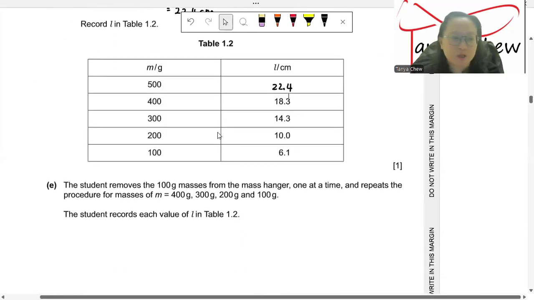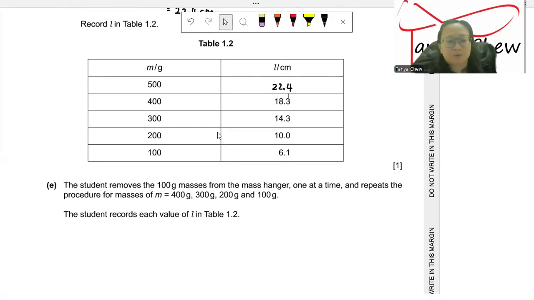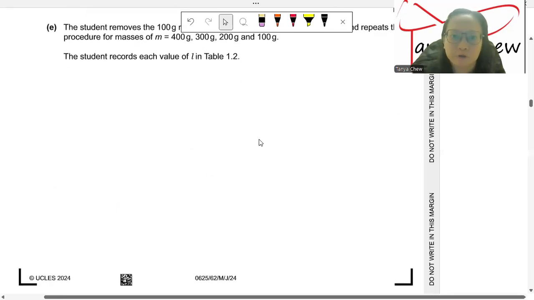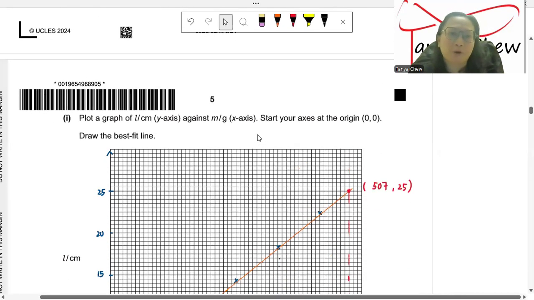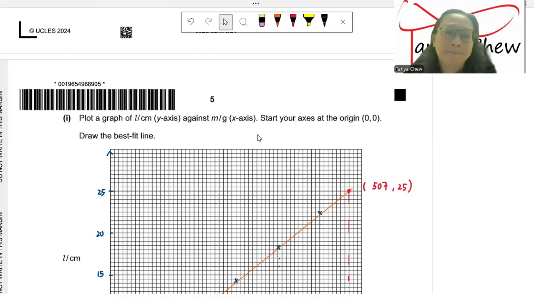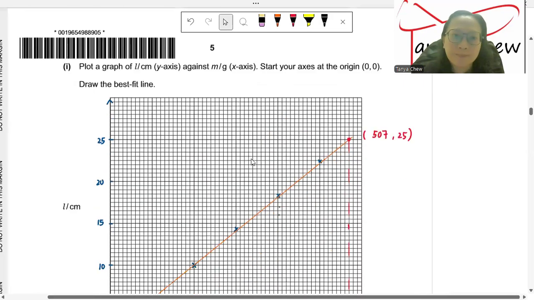E, the student removes the 100-gram masses from the mass hanger one at a time and repeats the procedure for masses of M equal to 400 grams, 300 grams, 200 grams, and 100 grams. The student records each value of L in table 1.2. Now, the first part, plot a graph of L in cm on your y-axis and M in grams on your x-axis. Start your axis at the origin, 0, 0. So you have no choice but to start from 0, 0. Draw the best fit line.